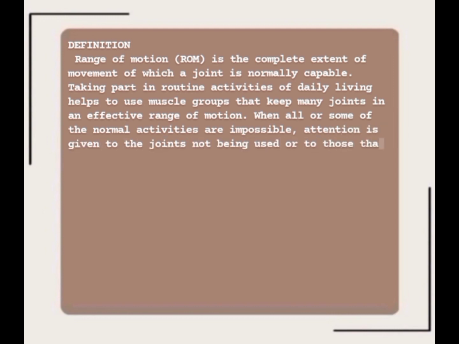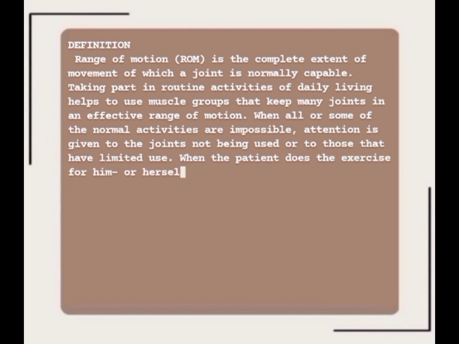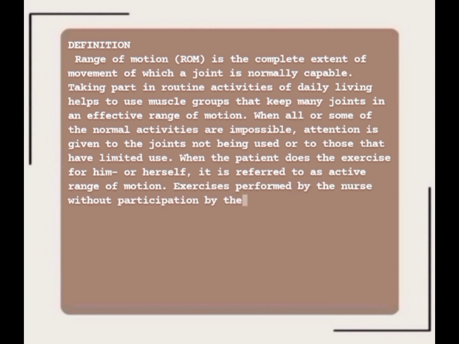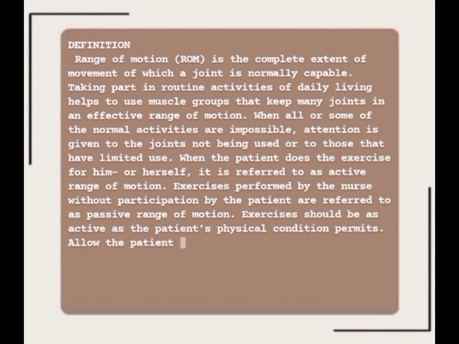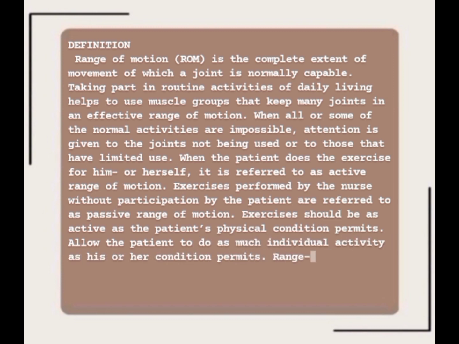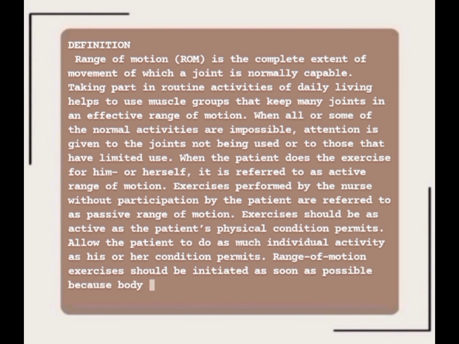When the patient does the exercise for him or herself, it is referred to as active range of motion. Exercise performed by the nurse without participation by the patient is referred to as passive range of motion. Exercises should be as active as the patient's physical condition permits. Allow the patient as much individual activity as his or her condition permits. Range of motion exercises should be initiated as soon as possible because body changes can occur after only 3 days of impaired mobility.